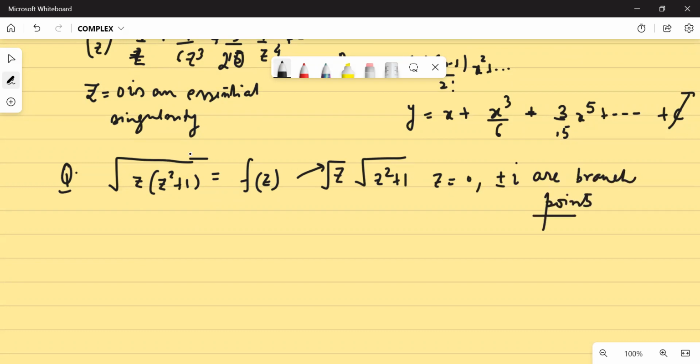Here you cannot escape the multivaluedness, and it's fairly easy to see. You just replace z by root over r e to the power iota theta, and again you see after one complete revolution it will give you two different values, because root z is here. So you just see by doing the same exercise that we were doing. So this is a branch point. So z equal to 0 and plus minus iota are branch points here. Okay, let's move ahead.